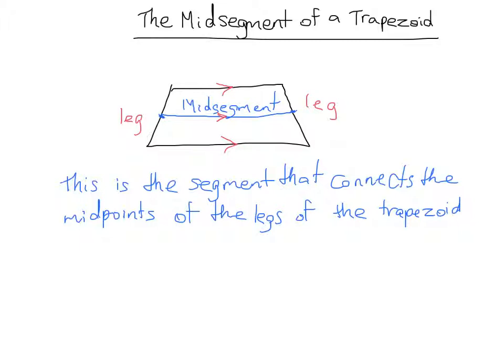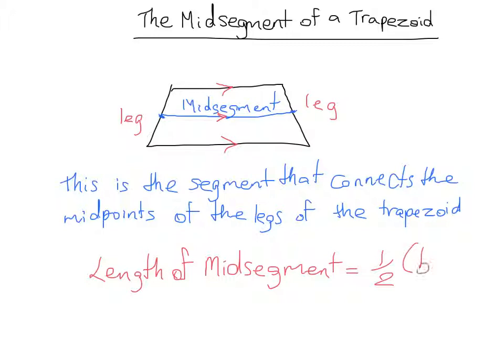Now, here's another cool thing that's happening with the mid-segment. The mid-segment is equal to half the sum of the bases, or you can think of it as the average length of the bases is the length of the mid-segment. So let's write that down. Length of mid-segment equals half, B1 plus B2, half the sum of the bases. All right, now that we know that, let's try a quick problem.